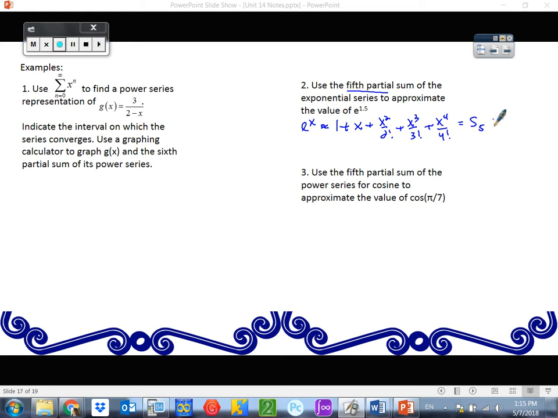Okay, so in order to evaluate this or estimate this, I would put in the 1.5 for x. That x is going to be 1.5, and I would go in here and put a 1.5 here and a 1.5 here, 1.5 here, 1.5 here, and I'd work it out. Okay, that's what I physically would do.